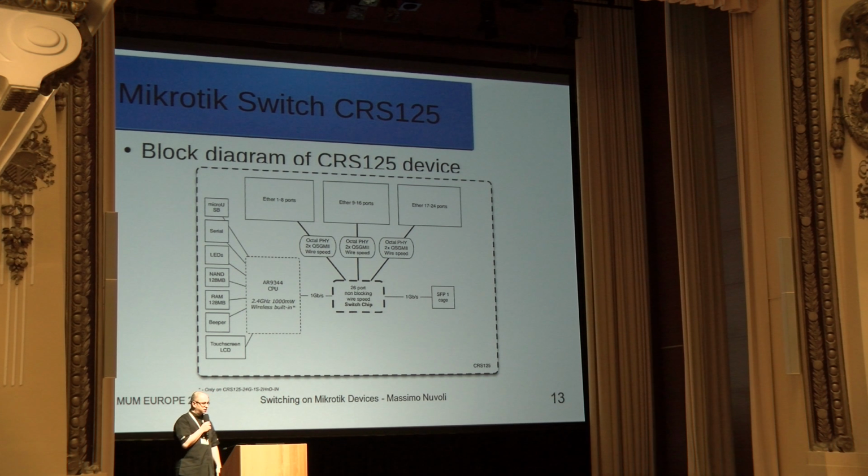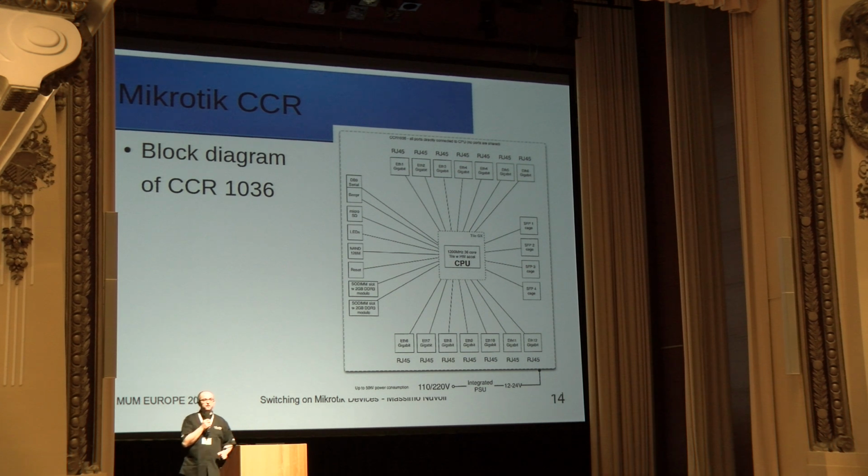This is the CRS125 device. It's more complex. This is a full wire speed device, so it's very powerful, but there is only 1 gigabit port to the CPU. So this is a problem if you need performance. See also, this is a 26 port device, where one port is for the CPU and one port is for the SFP1.